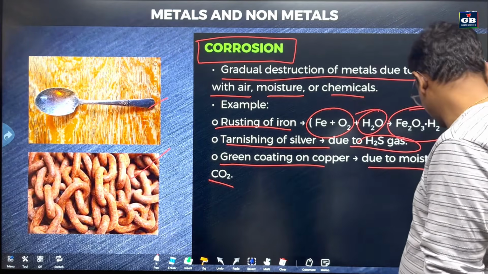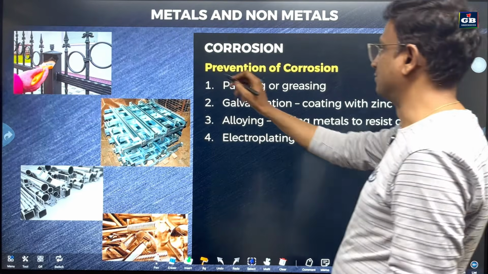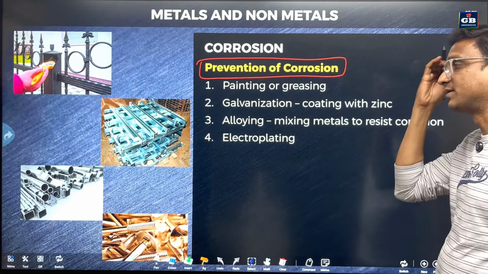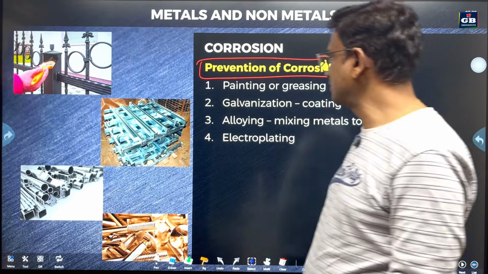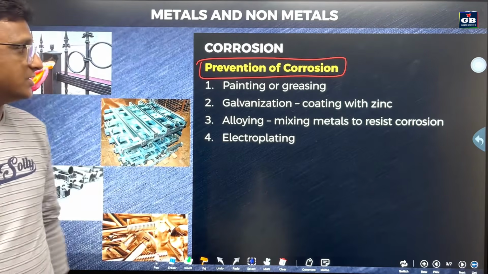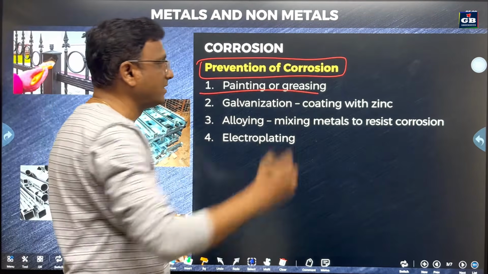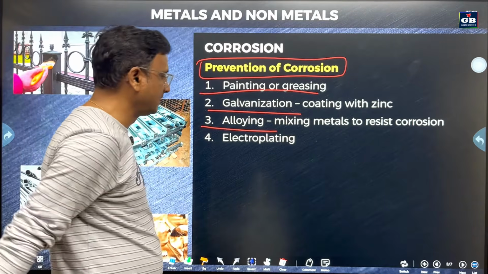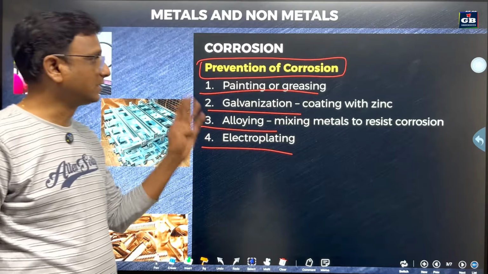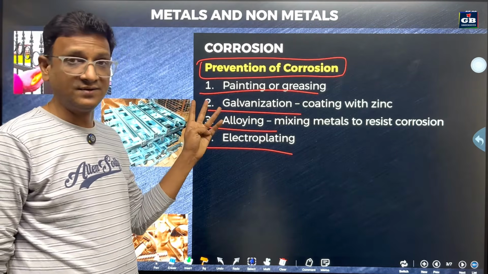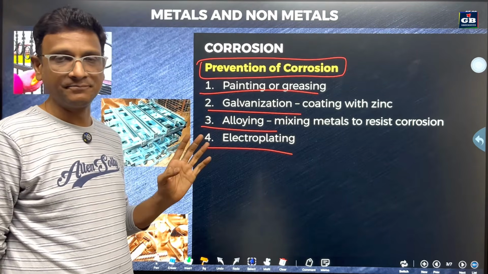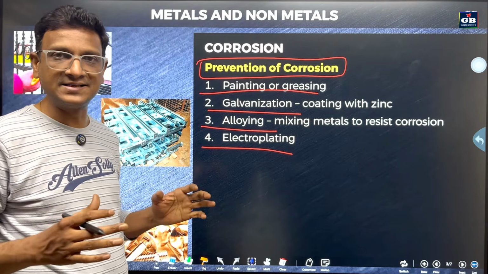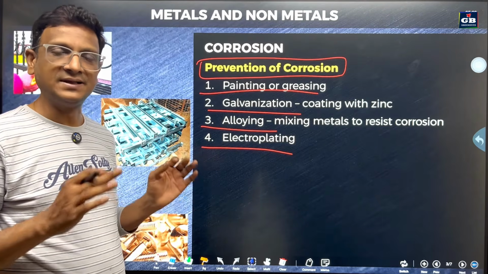How are the metals protected from corrosion? What are the preventive steps that we take to protect metals from corrosion? How can we prevent it? There are different methods. One is painting or greasing. Second is galvanization. Third is alloying. Fourth is electroplating. These are the four methods to prevent corrosion. First one is painting or greasing. By applying paint, mostly to iron grills and iron gates, we can protect them from rusting.